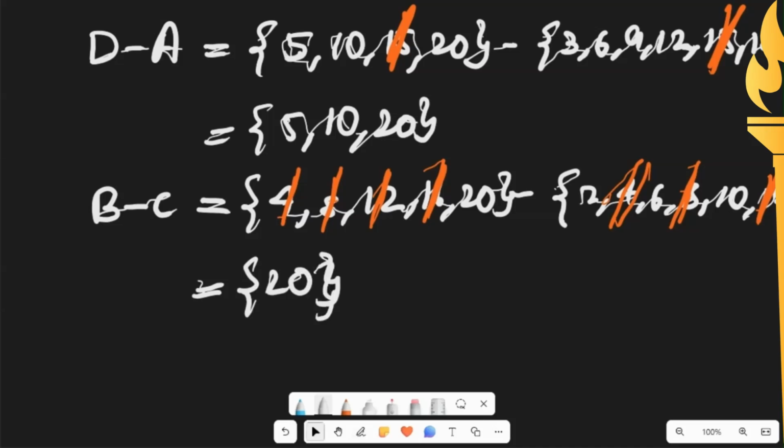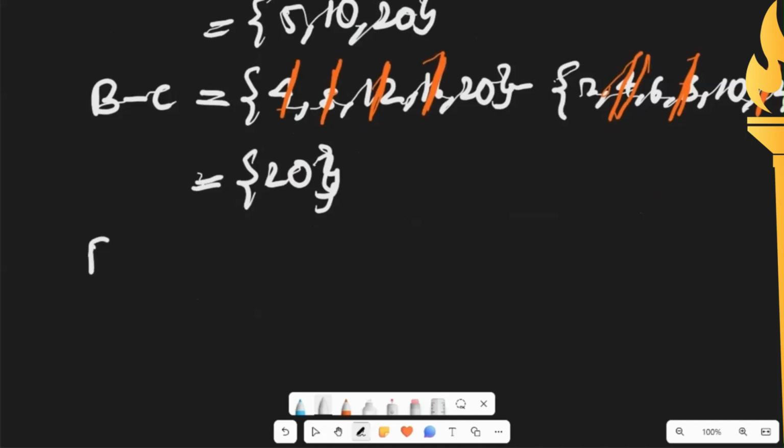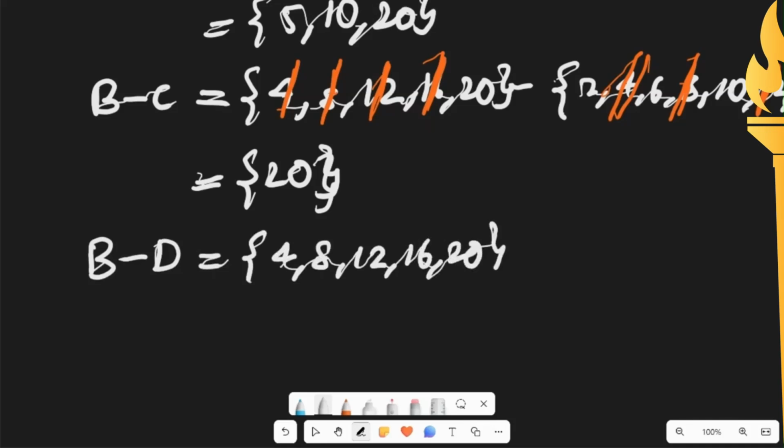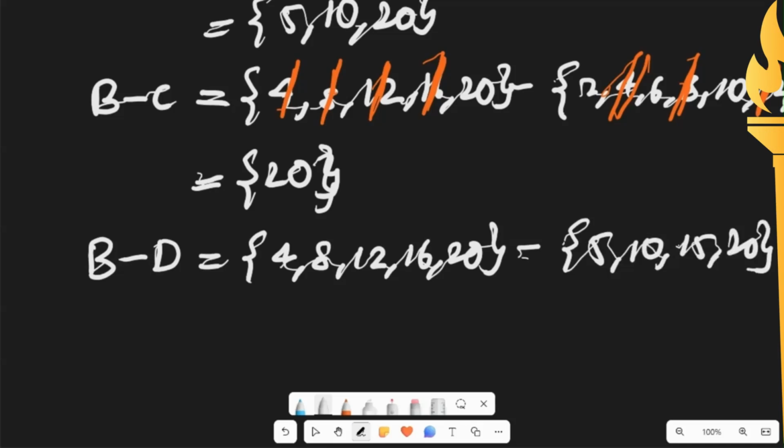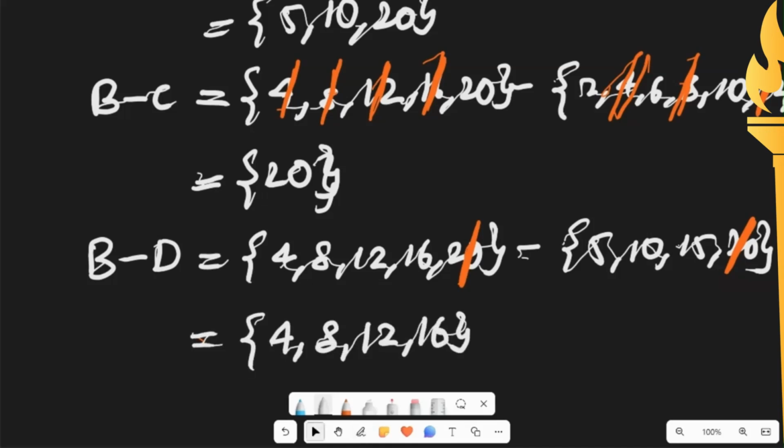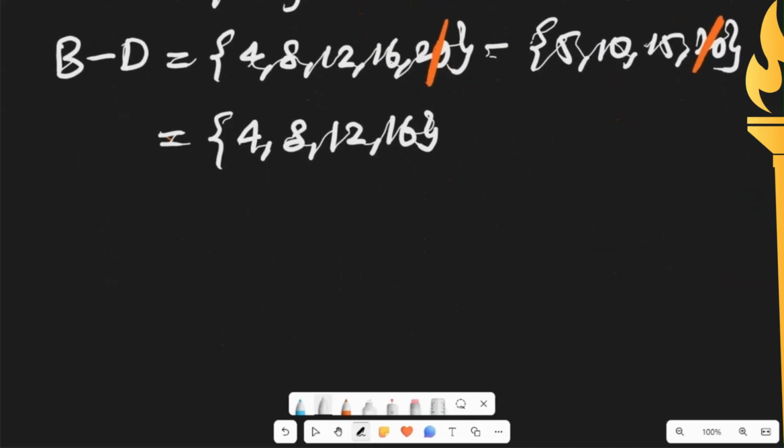And next after B minus C, we have B minus D. First let's write B set: 4, 8, 12, 16, and 20. And in set D we have 5, 10, 15, and 20. Here we have only 20 common. So if we cancel out that element and write the remaining elements in the first set, we have 4, 8, 12, and 16.